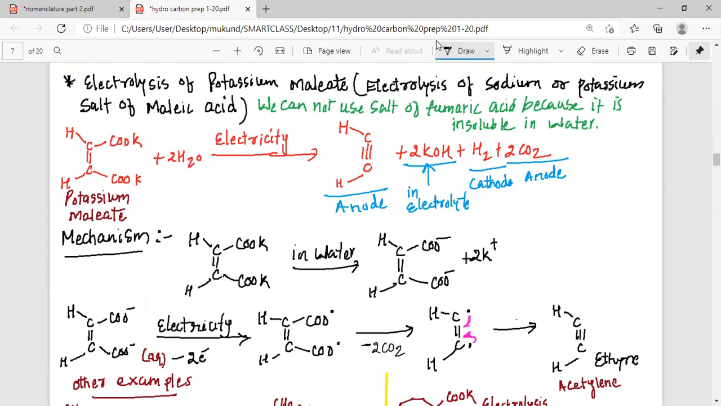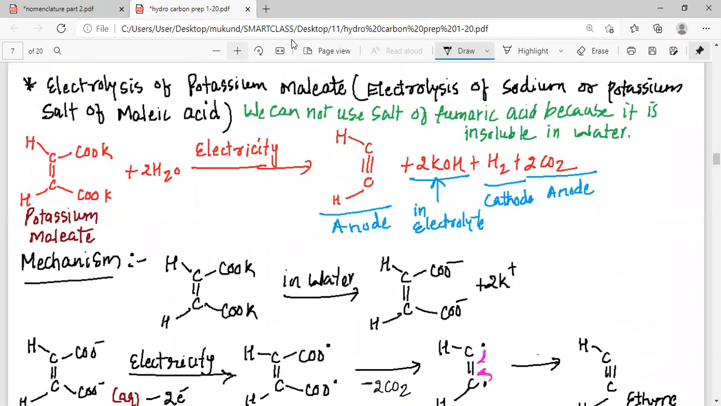So, electrolysis of potassium maleate, that is, electrolysis of the sodium or potassium salt of maleic acid. Let us understand this topic. We cannot use the salt of fumaric acid because it is insoluble in water. So here we have potassium maleate, my dear students. We take the aqueous solution of potassium maleate and then we pass electricity.